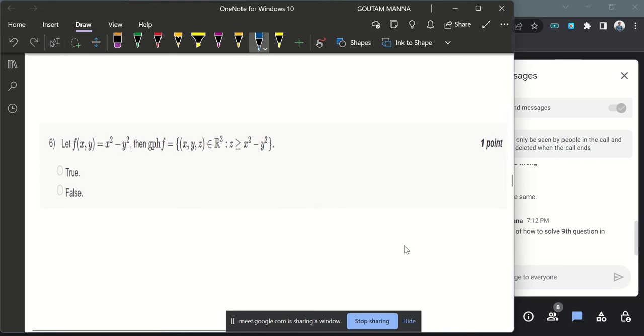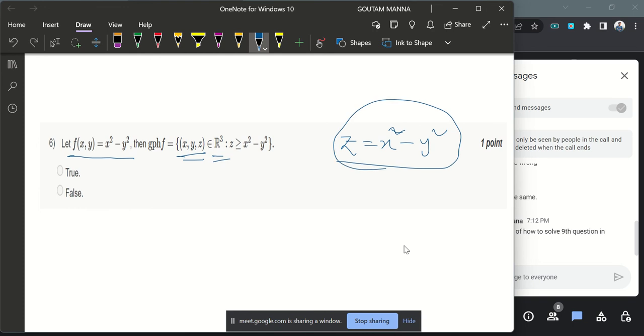So in problem 6, you are given a function f(x, y) equal to x square minus y square, and then the graph of this function. To draw the graph, you need 3 coordinates, so let's call it z equal to x square minus y square. So you need 3 coordinates x, y, and z, which is in R3. In the question, it is given z greater than or equal to x square minus y square, but to draw the graph, you need z equal to x square minus y square. So in that sense, this statement is false.